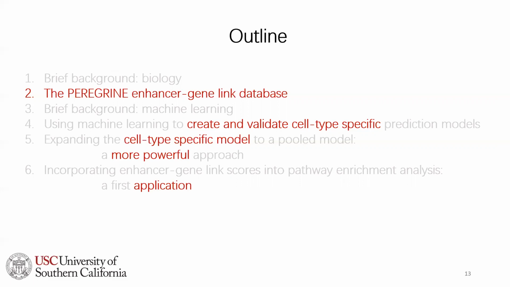I wanted our enhancer gene links to have a statistically validated score that we could show was associated with enhancer gene links being real. So that led to us using machine learning as a way to create and validate cell type specific prediction models to generate scores. And then we got to thinking, maybe we can pool some of this information we learned from the cell type specific models and make a better pooled model for a more powerful approach.